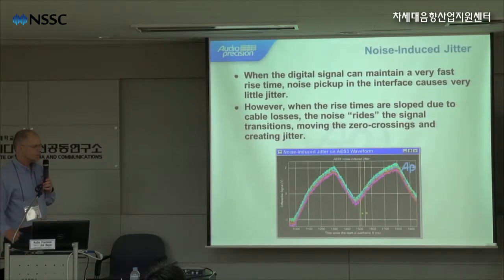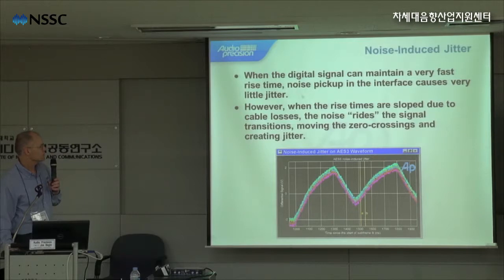There's also noise-induced jitter. When the digital signal can maintain a very fast rise time, noise pickup from the interface causes very little jitter. However, when the rise times are sloped due to cable losses, so instead of being a nice square wave, the wave is leaning over like this, noise on the signal can change the sampling instances and cause jitter that affects the signal. So the noise rides the signal transitions, moving the zero crossings and creating jitter.